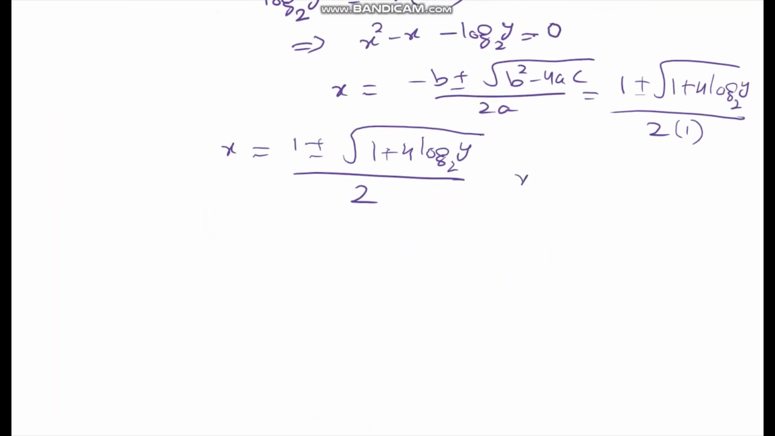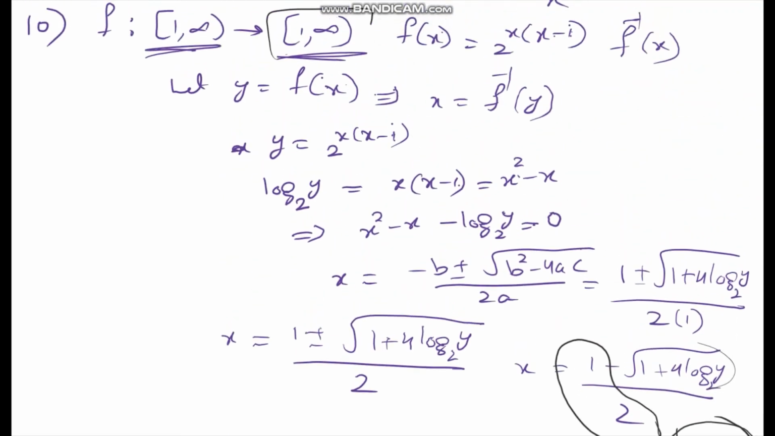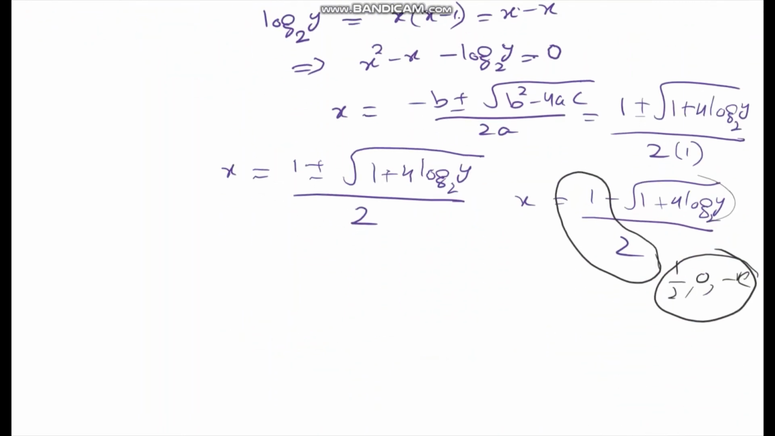But here, given that f is mapping from 1 to infinity to 1 to infinity, if my x equals 1 minus root 1 plus 4 log y to the base 2 by 2, here I may get values ranging from 1 by 2 or 0 to the negative values. But this is not in the range here. The range is from 1 to infinity. My 0, 1 by 2 and negative values are not supposed to be here.